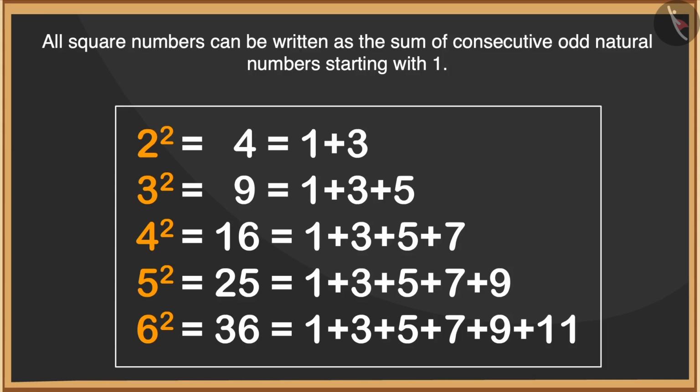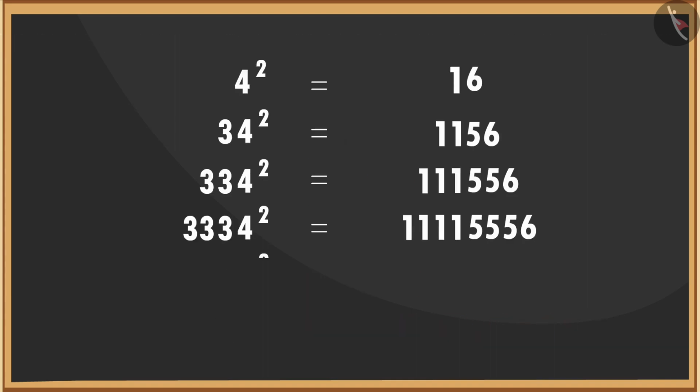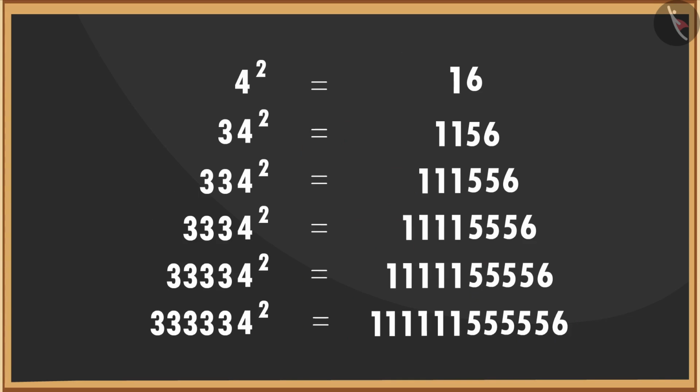Here, we can also say that all square numbers can be written as the sum of consecutive odd natural numbers starting from number 1. Now look at the squares of these numbers as well. They make a very interesting pattern. Were you able to recognize the pattern of these numbers? You can pause the video and think about it.